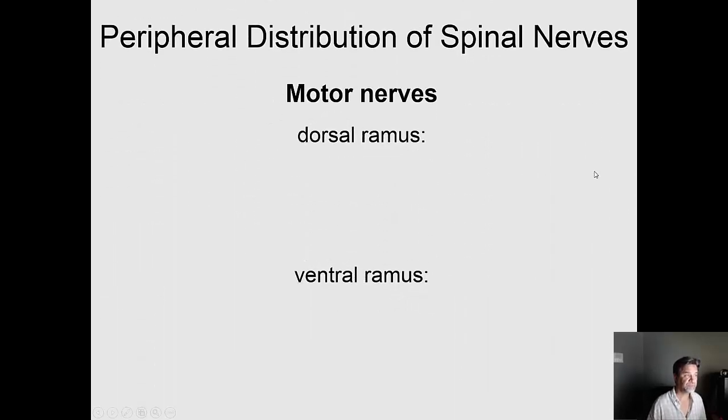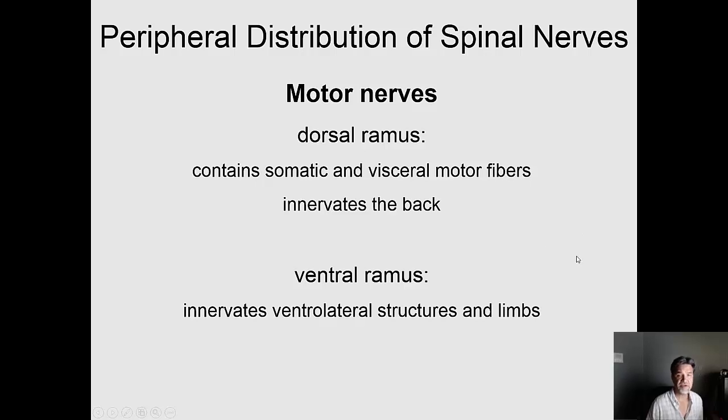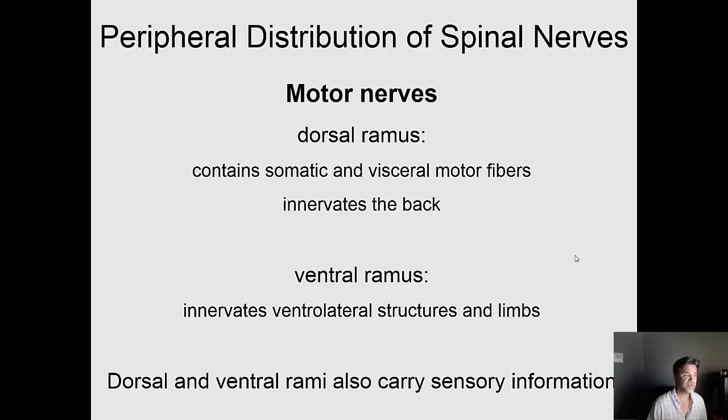cord. Now, when the motor nerves come out from the ventral root, they're either going to go through what's called the dorsal ramus or the ventral ramus. The dorsal ramus will contain the visceral motor fibers that are heading towards the back, while the ventral ramus will contain all the others, so the ones heading to the anterior aspect of the body as well as the sides. As you might guess, the ventral ramus is much larger than the dorsal ramus. Now, they also carry the sensory information from these areas of the body as well.